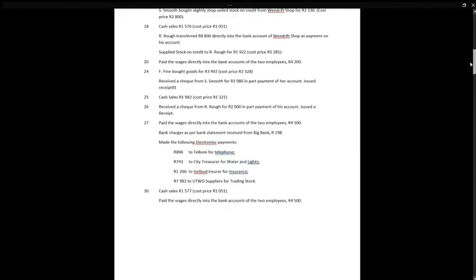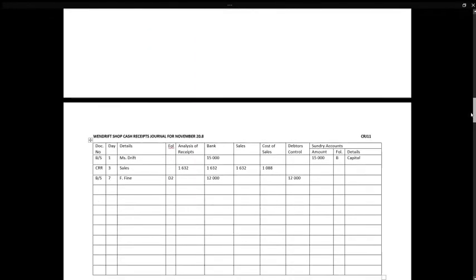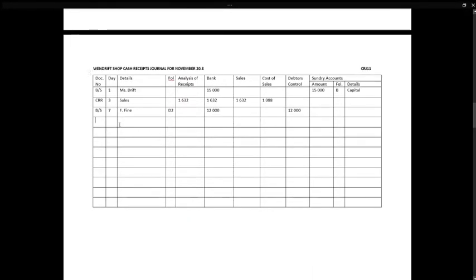Next transaction. Right, so the next transaction took place on the 9th. Cash sales of 1,598 Rand, of which the cost price was 1,065 Rand. So let's go and fill that in my cash receipts journal. My source document will be the cash register roll. This took place on the 9th. That did not give me a name of any of the clients, so my details will be sales.